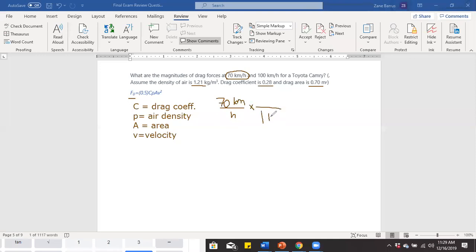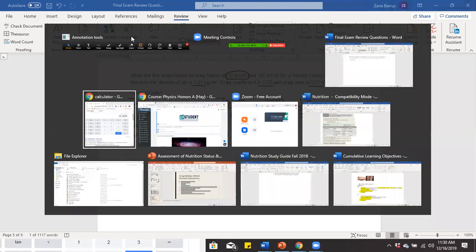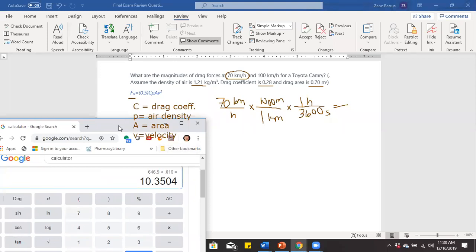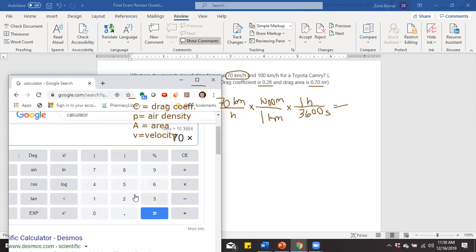Okay, so 1 kilometer is equal to 1,000 meters. And we mentioned earlier in this review, so I'm not going to go too deep into this, that 1 hour is equal to 3,600 seconds. Go back and review the recording earlier if you don't remember how we got that. So let's go ahead, whip out the calculator, and I'm going to type in 70 times 1,000, divided by 3,600, and I get a velocity of about 19.44 meters per second.